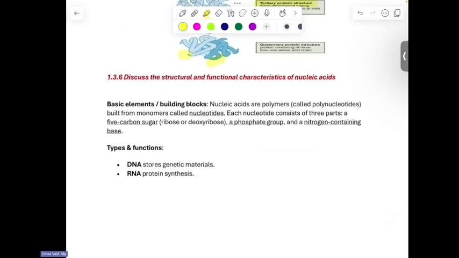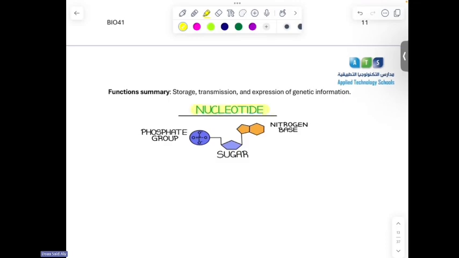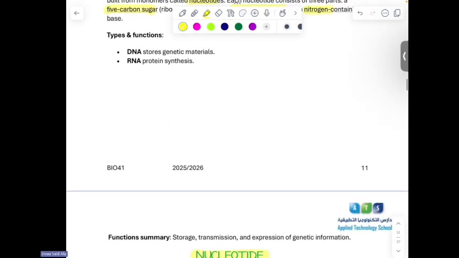The last one, the nucleic acid. Nucleic acid is made up of many monomers. Monomers are called the nucleotides. Each nucleotide is made up of a 5 carbon sugar, a phosphate group, and a nitrogen containing base. This is the nucleotide. And again, the nucleotides make the DNA or RNA, or we can say that they store the genetic material.